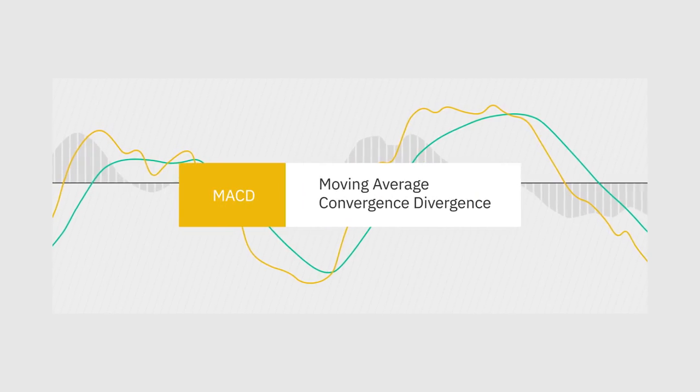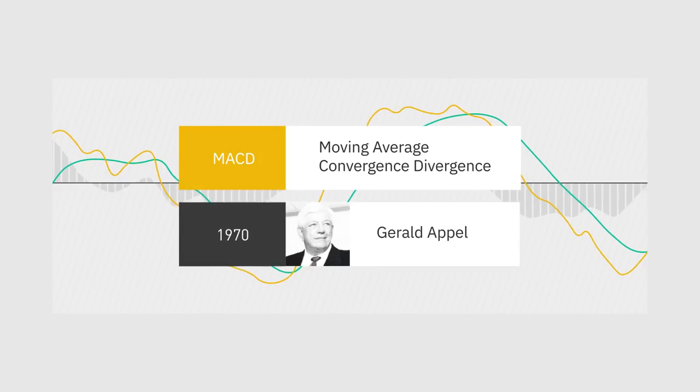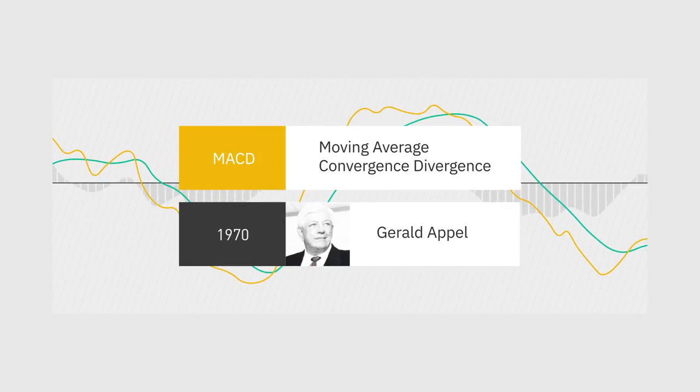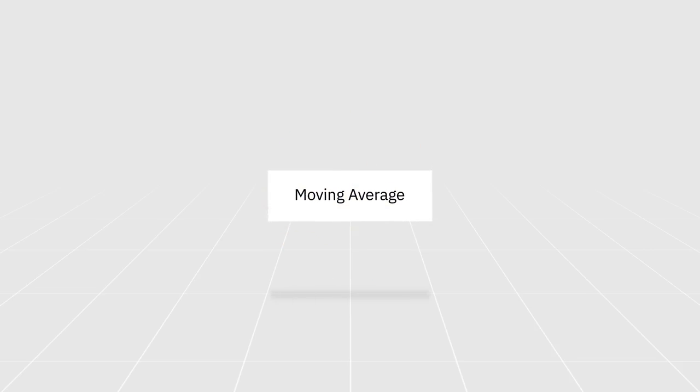MACD stands for Moving Average Convergence Divergence. Gerald Appel developed it in the late 1970s as a tool that utilizes moving averages to determine the momentum of an asset. Before diving into the mechanisms of MACD, it is essential to understand the concept of moving averages.